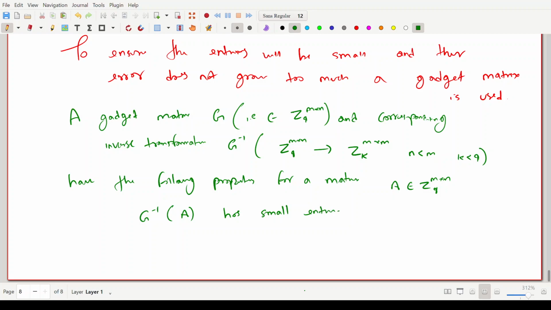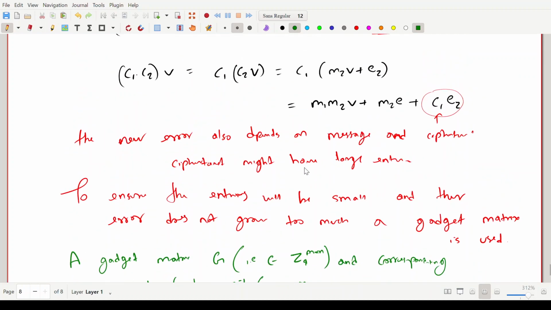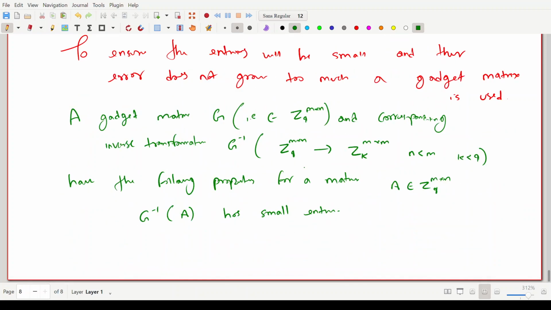So as I told you, what was the problem I was having? This C1 into E, correct? So C1 may be having very large numbers. So I wanted to bound it, correct? So what I am introducing is a gadget matrix. And the first property of a gadget matrix is that if you do G inverse of A, it should have small entries. That means, do you observe what we are going to do? In place of A, we are going to put our C1. Then we will be sure that this will have small entries.